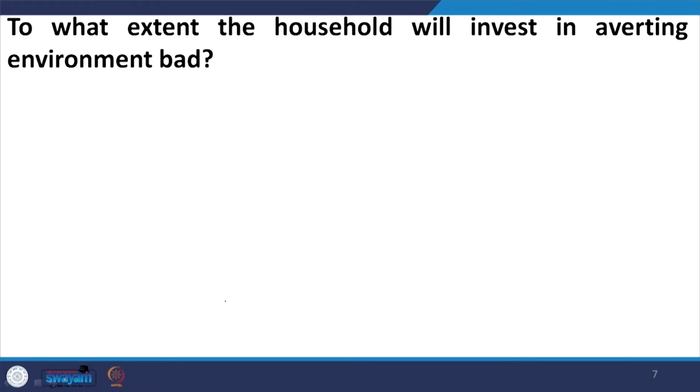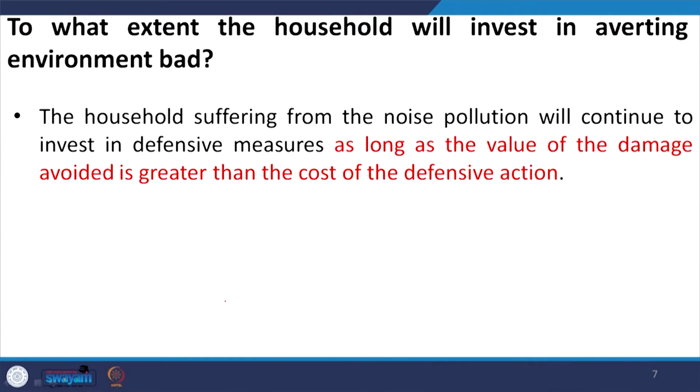So, based on this understanding, now let us understand to what extent the household will be interested, or can invest, in averting the environmental bad. Is there any limit or threshold, so that the household will know that up to this extent we can spend or invest in order to avert this environmental bad? So, the thumb rule is that the household who is suffering from this noise pollution will be thinking to continue to invest in this expenditure up to a point. So, what is the point?